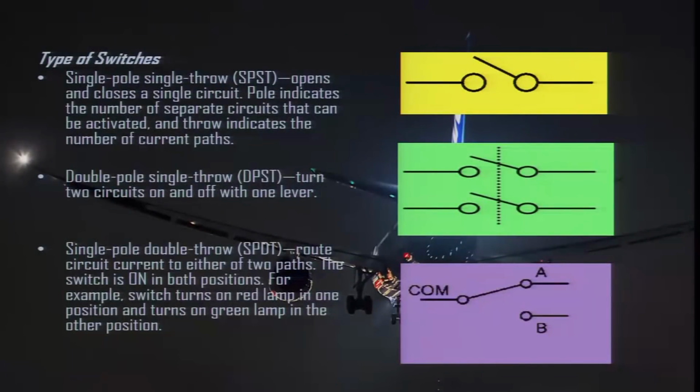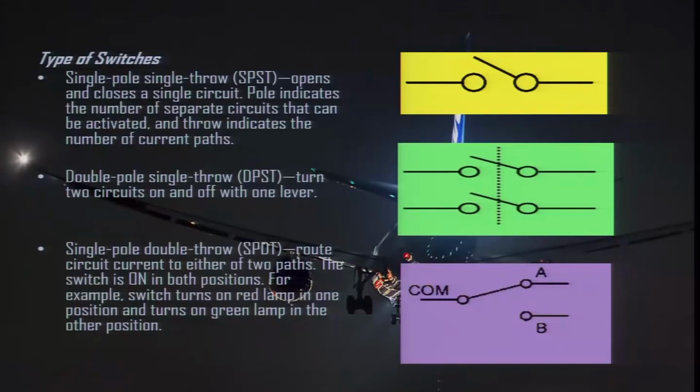Now, types of switches. There are various types of switches. Single pole, single throw switch. This opens and closes a single circuit. Pole indicates the number of separate circuits that can be activated, and throw indicates the number of current paths. So, in the first diagram you can see it is a single pole, single throw.